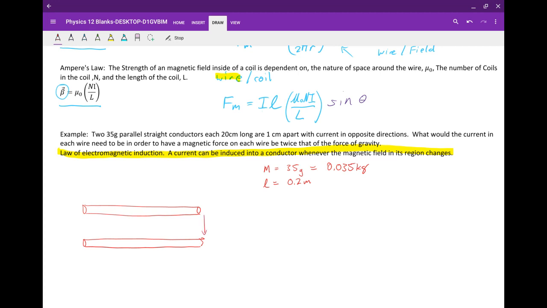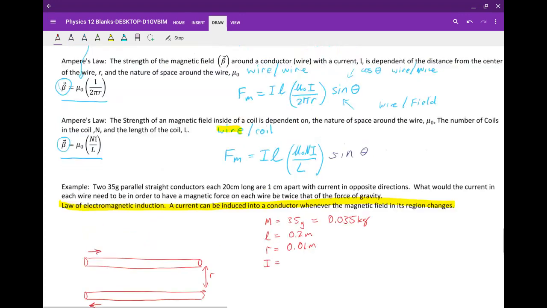The distance between those 2 wires is r of 0.01 meters. And they've got current in opposite directions. The question is what would be the needed current in wire 1 and 2 such that the force is twice the force of gravity? Now, it doesn't really say, but I'm going to go with the assumption that I'm going to just run the same current down each wire, okay? And so if I find one current, I've found them both, right?